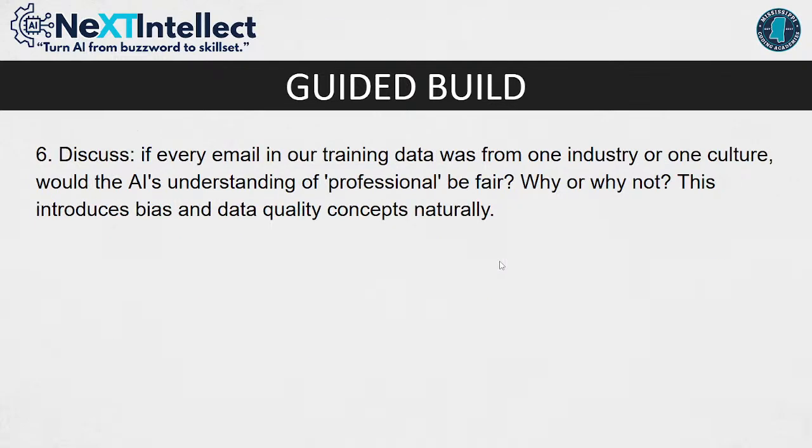Now, what if every email in our training data was from one industry or one culture? Would the AI's understanding of professional be fair? Why or why not? This introduces bias and data quality concepts naturally. Okay, so the bias that might be put in, what if this was only for college and professors and maybe it had a lot of them labeled doctor? And so it's always identifying people as doctor even when they're not. Okay, so it might lead to incorrect assumptions of somebody's title.